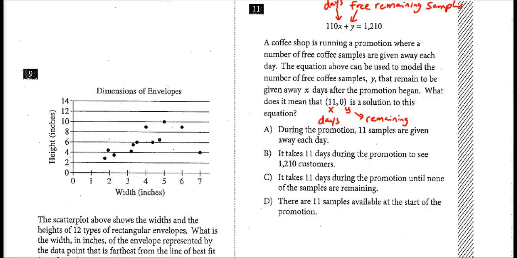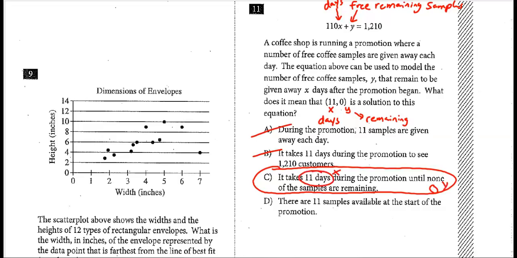During the promotion, 11 given away each day? No. It takes 11 days to see the customers? We don't know about that. It takes 11 days during the promotion until none of the samples are remaining. I believe this is the correct answer because this is our 0 samples remaining, which was Y, and X is the days, which was 11. So that makes sense. Correct answer is C.